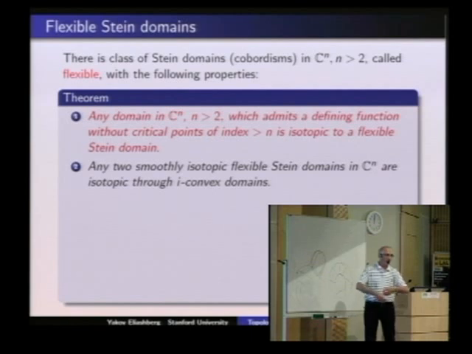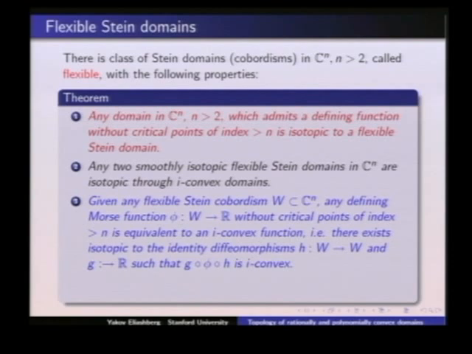So there is, again, absolutely no constraint on the symplectic side. And also, given any flexible Stein cobordism, not necessarily a domain, with a defining function without critical points of index greater than n, then any such function is equivalent to an I-convex function. So you can realize any function on the given cobordism as an I-convex function by isotopy of this function.